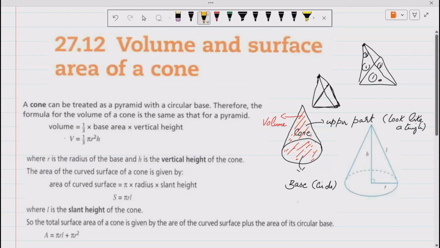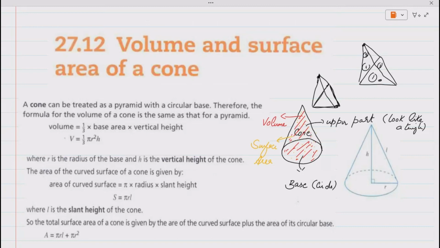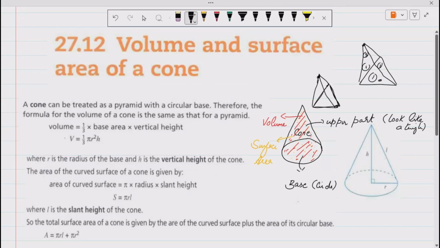So what amount of this cover it takes to wrap up this cone is actually the surface area, right? So surface area is nothing but the boundary, right? So the boundary of a cone. Okay, so that is surface area. Now let's see what the formulas for this are.